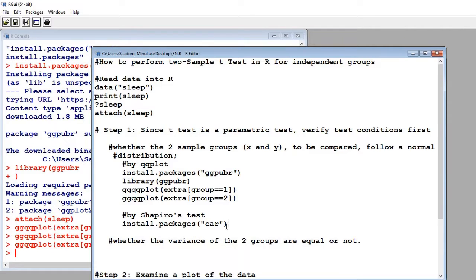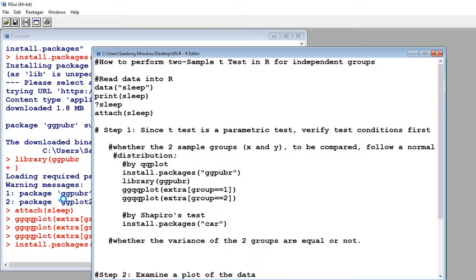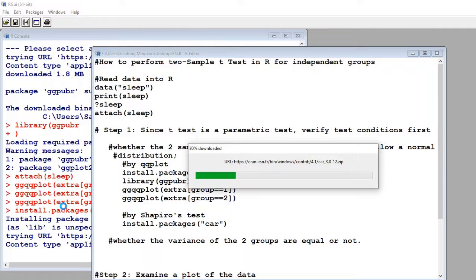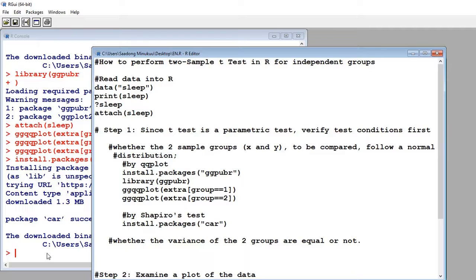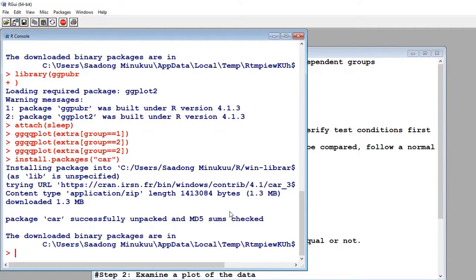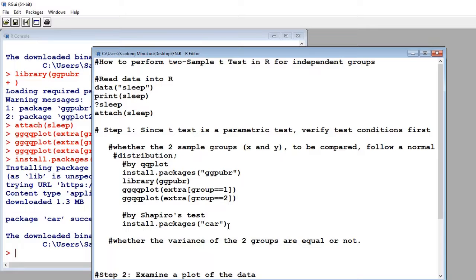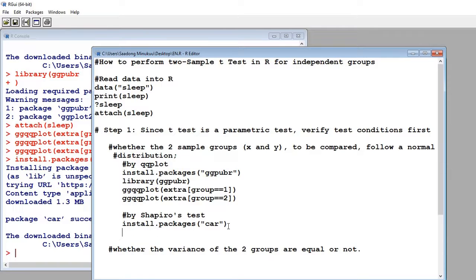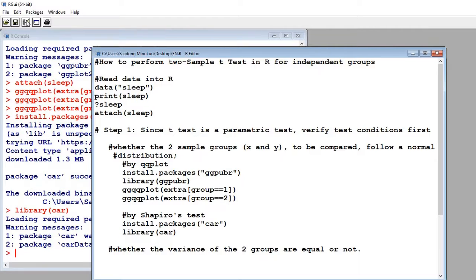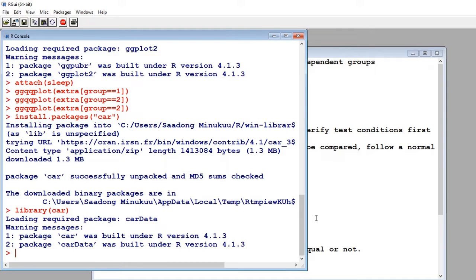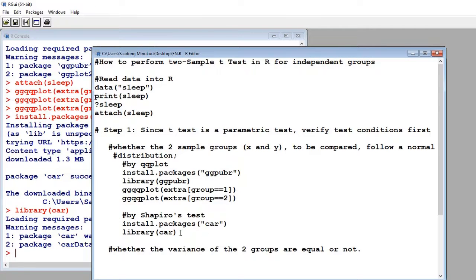Okay, now let me install this package quickly. The installation is done, as you can see, and then I'll load it in my R library by simply saying library, into brackets car. We close the brackets, and then let's run this to load the package car. After the package car is loaded, we can go ahead and perform our Shapiro-Wilk test of normality.